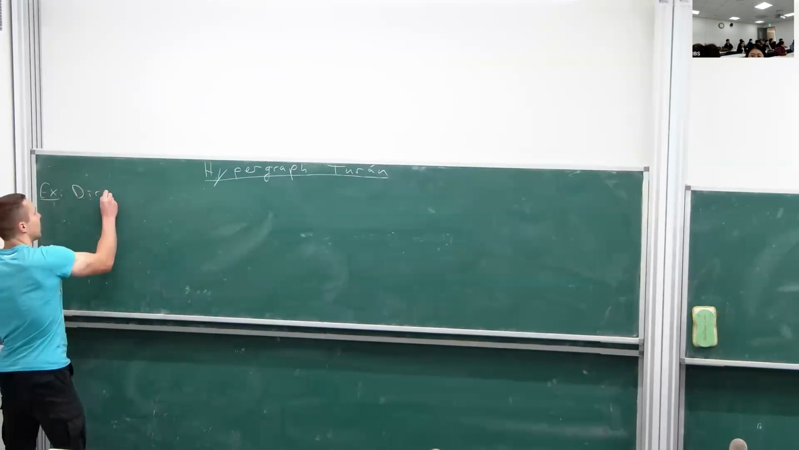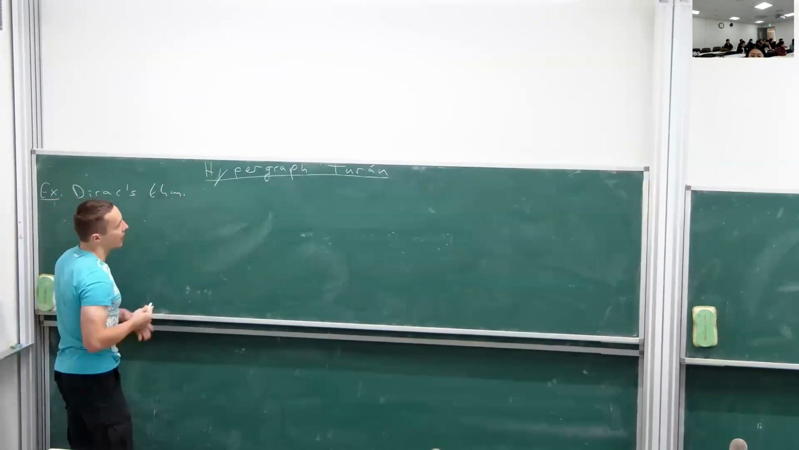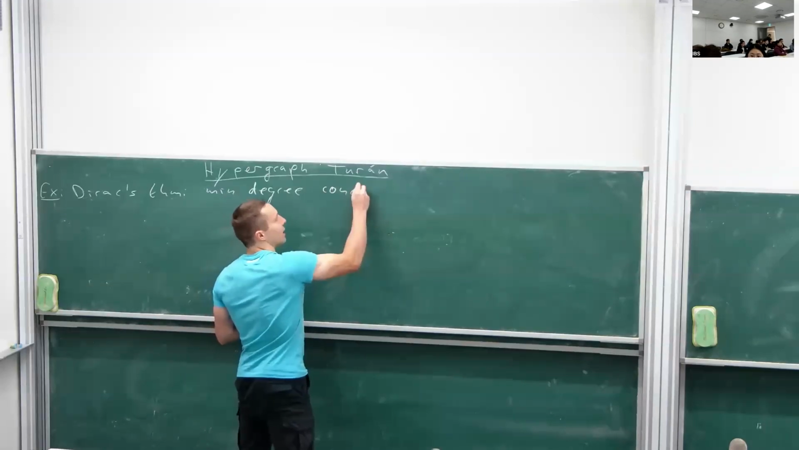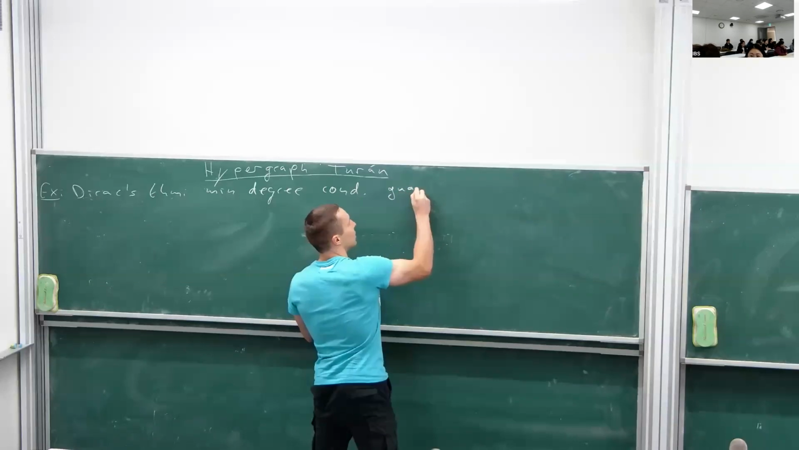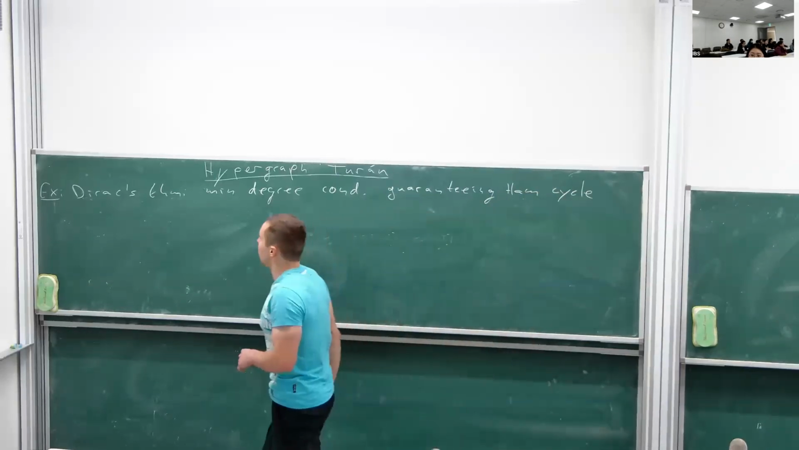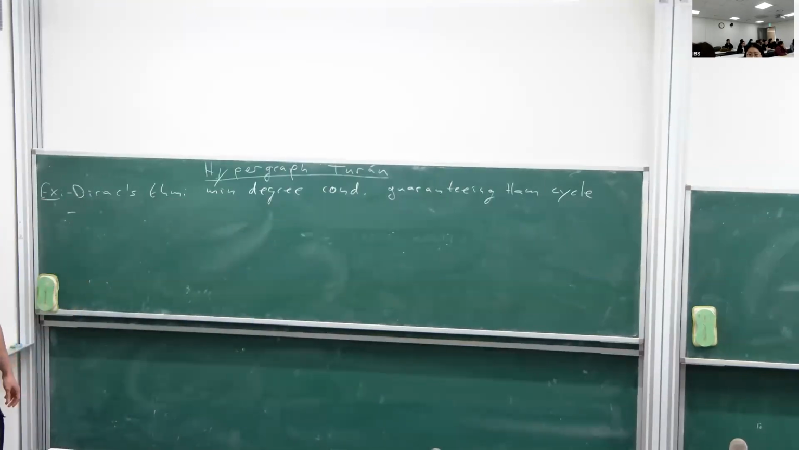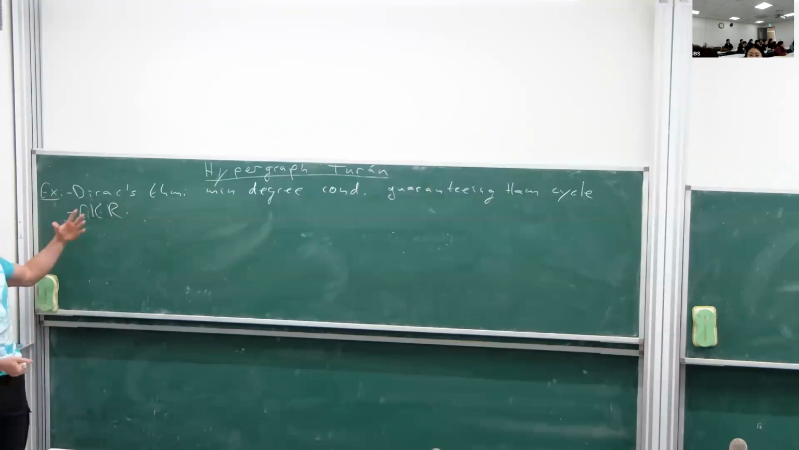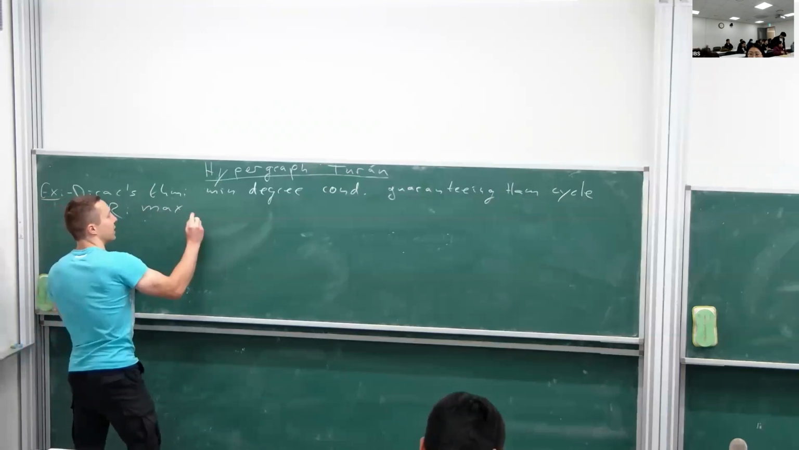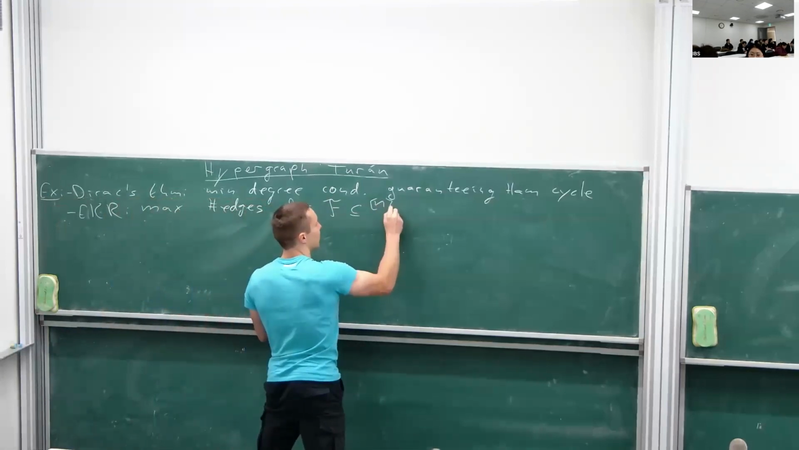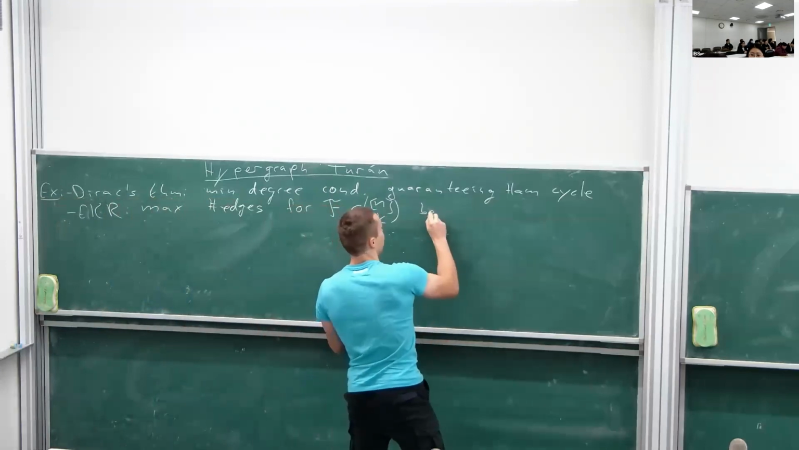For this, Dirac's theorem in graphs tells us the minimum degree condition that guarantees a Hamiltonian cycle. And another example would be the Erdős–Ko–Rado theorem. This tells us how many edges we need to have for a family to stop being intersecting. So this is the maximum number of edges for some family of k-sets that is intersecting.